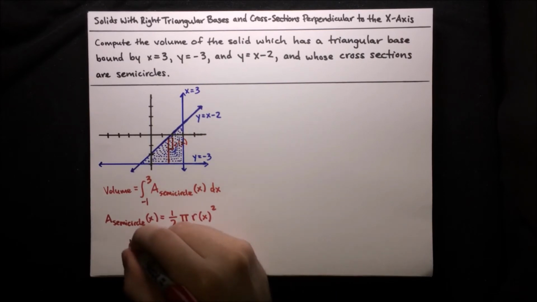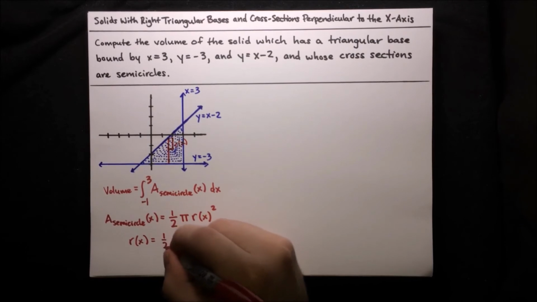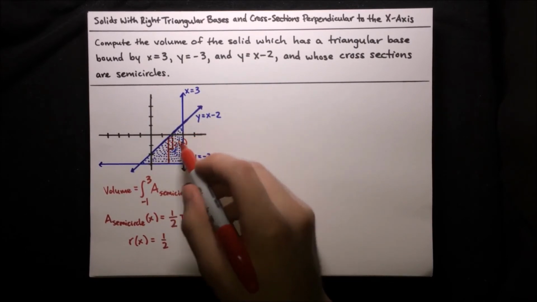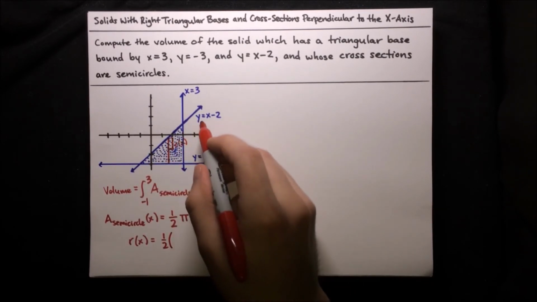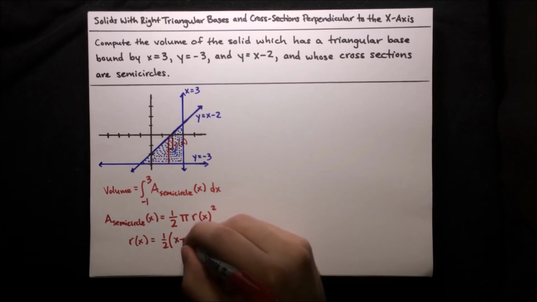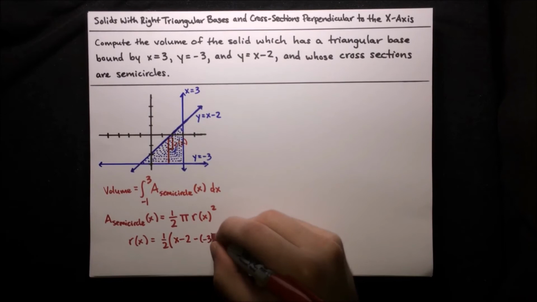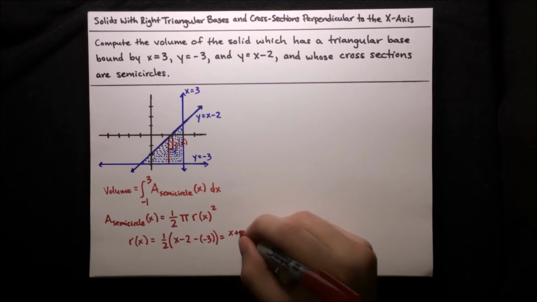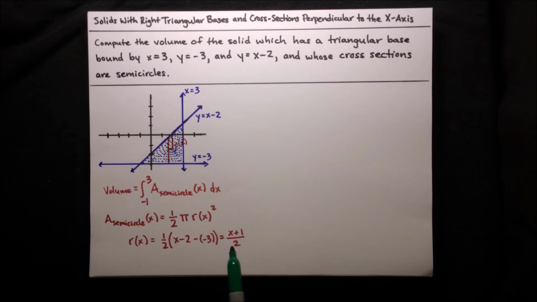So why don't we write that radius of x is equal to a half of the full length down here. And what is the full length? Well, we can just subtract the top y minus the bottom y. So a half of y equals x minus 2, take x minus 2, and then subtract the bottom, so minus -3. Alright, inside the parentheses we've got x minus 2, then plus 3, so x plus 1, and then just that over 2. Okay, great, so now we know the radius as a function of x.